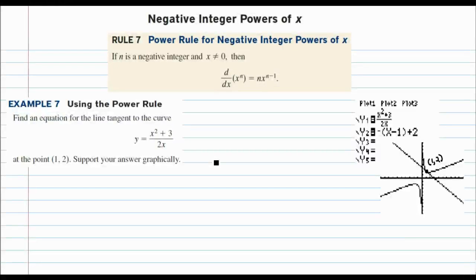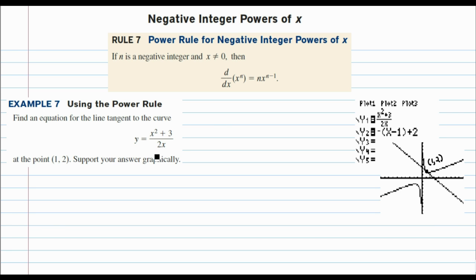This is the screencast for section 3.3, example 6. The power rule does work for negative integer powers or negative exponents, as you may or may not have guessed. So let's get right to it. We are going to find an equation for the line tangent to the curve.